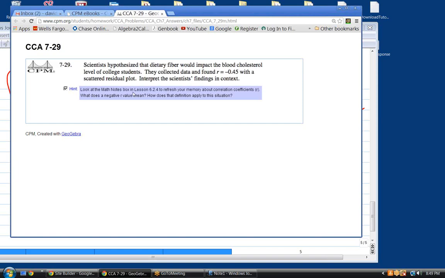Look at the math notes box in lesson 6.2 to refresh your memory about correlation coefficients. Well, that's not particularly helpful, is it? What does a negative r value mean? Well, that's a good question. I don't know.